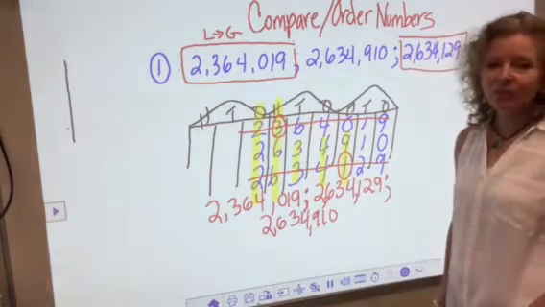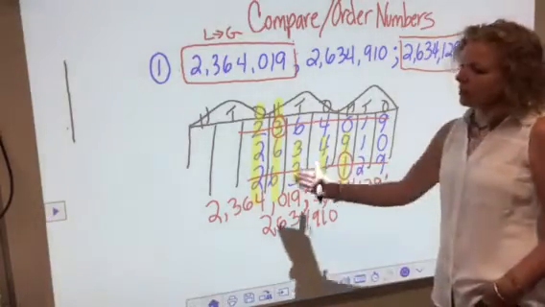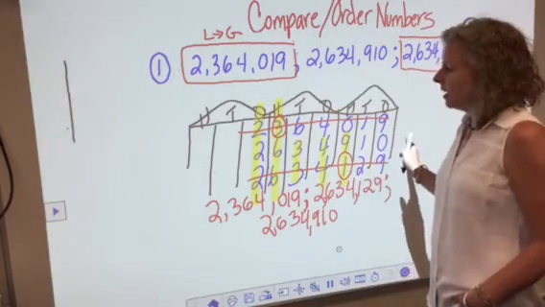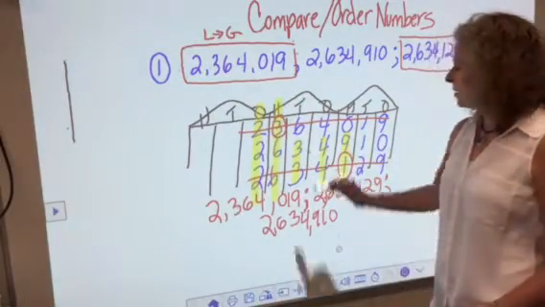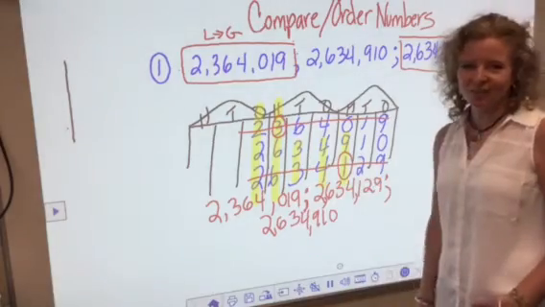Always use the house. Place your numbers in the house carefully, starting at the ones place, and then compare using the front, the highest values, until you find the numbers that are different. Make sense?